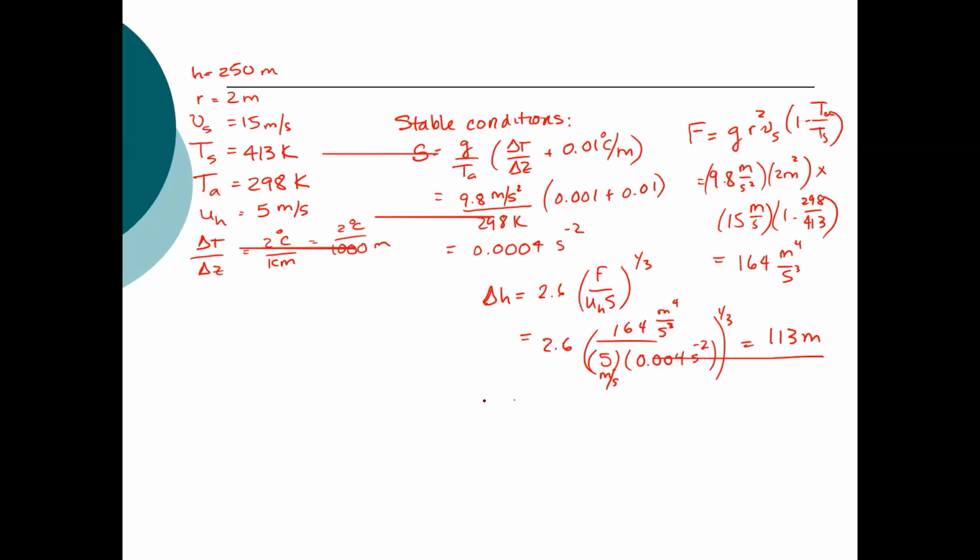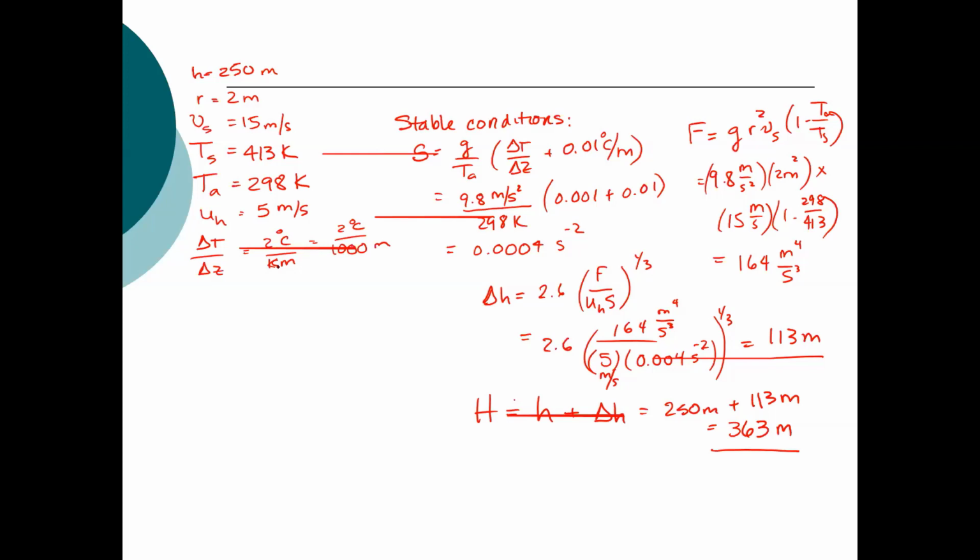So that's delta H. So the effective height is equal to the stack height plus delta H, and that is equal to 250 meters plus 113 meters, or 363 meters. So under that stable condition that you have been given, the effective stack height is 363 meters.